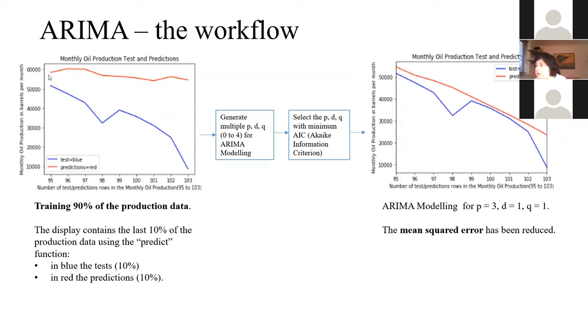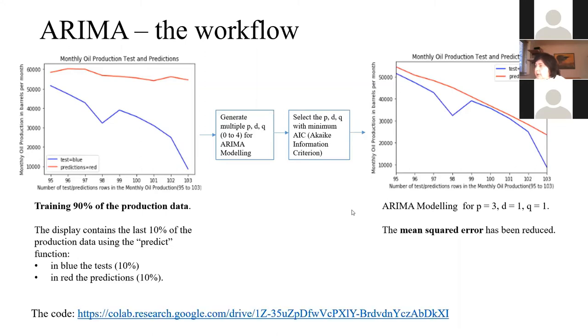Now, the same thing happens here. There is a slight bend here, but really it doesn't get closer to the actual data. And here you can see the code. If you go to Colab Research Google Drive and you input this code, you will have the same information as I have myself.